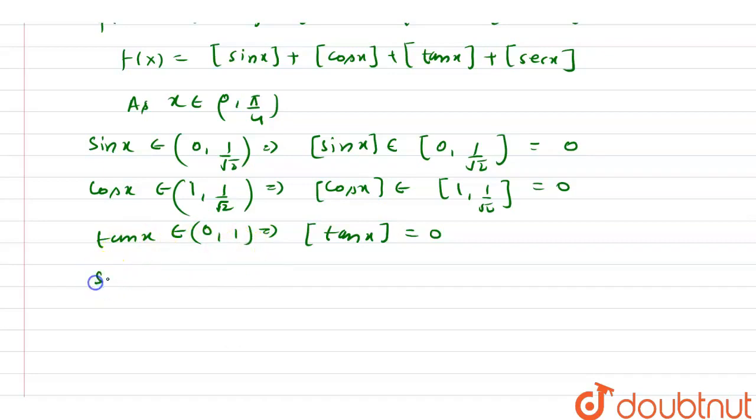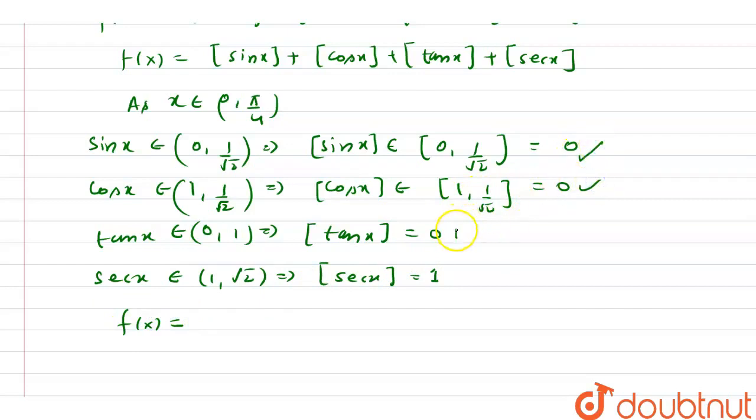Now finally we have sec x. If x belongs to 0 to pi by 4, then sec x belongs to 1 to root 2, and greatest integer of sec x in between these numbers is always 1. So if I add all these values, then my function is 1.